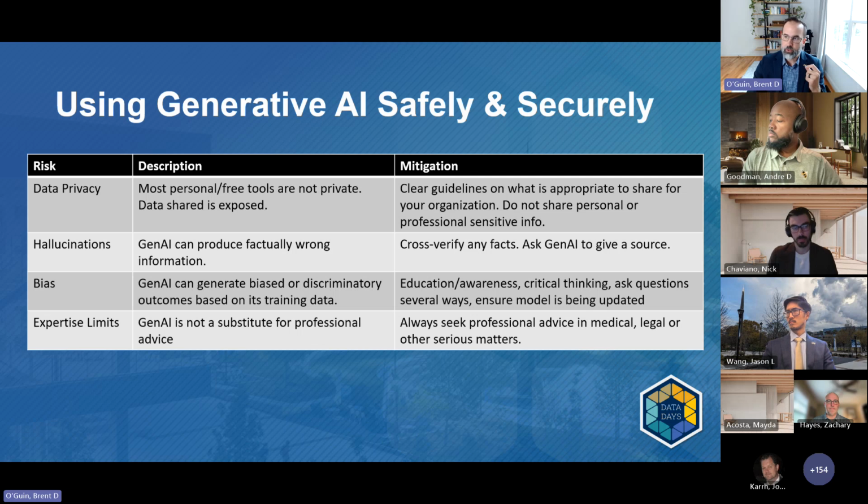The next piece is hallucinations. Right? Even inside of Copilot, they can and will produce factually wrong information. I know this is especially tricky for researchers or for people that are really using this to find facts. So if you're looking for facts, you can ask for references. You want to cross-reference any facts that you do find. And then finally, there are biases involved. There are certain biases built in from the training data that was out there, and it does have expertise limits, right? This is not a replacement for your doctor. This is not a replacement for legal.